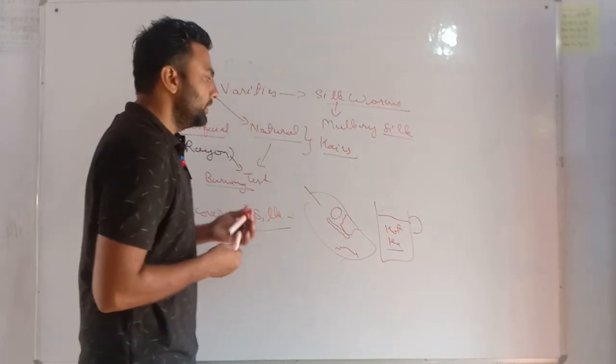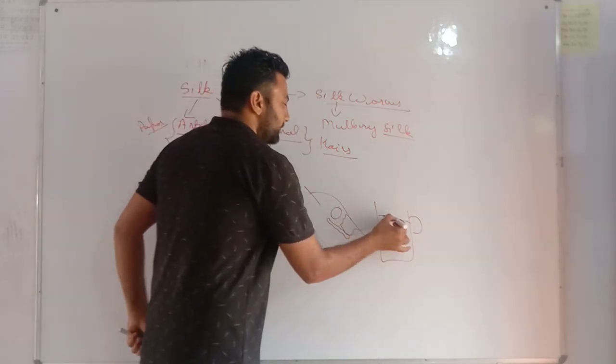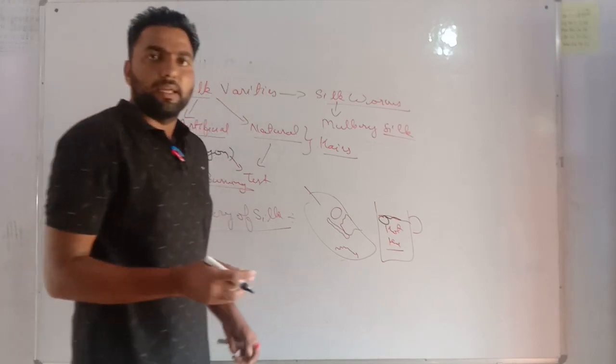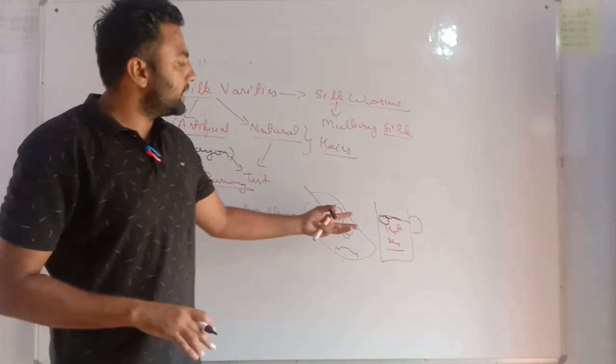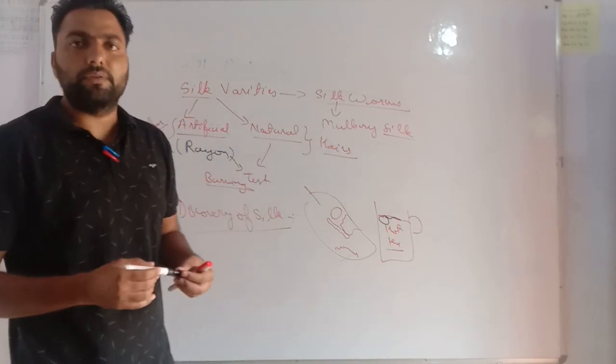Basically, it was a cocoon. When it fell into the hot tea, it separated out the silk, and she observed it was a very delicate and beautiful fiber. And this is how silk was discovered.